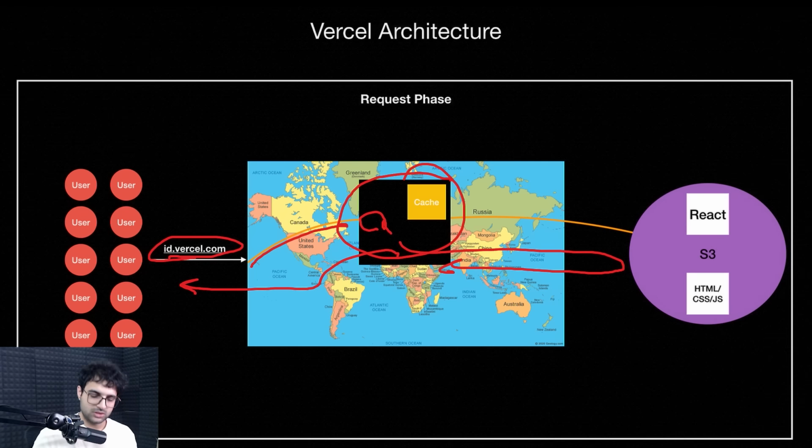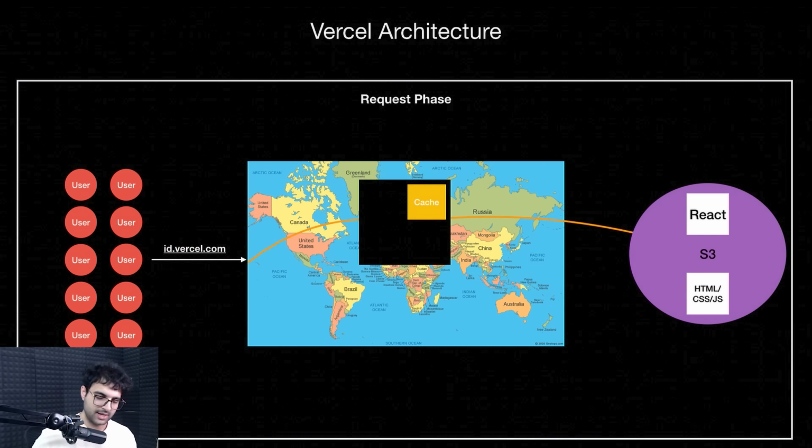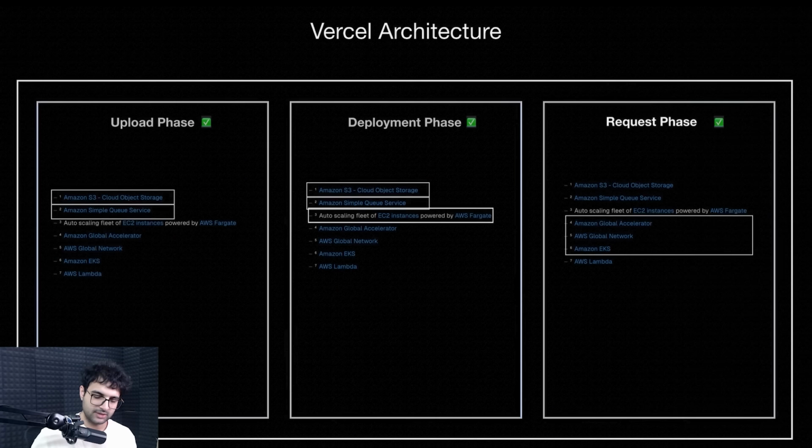There should ideally also be a caching layer here so that if multiple users are asking for the same thing, you cache them here on the server. You don't forward every request onto S3. All right. That's the architecture for the request phase and we're good to go.